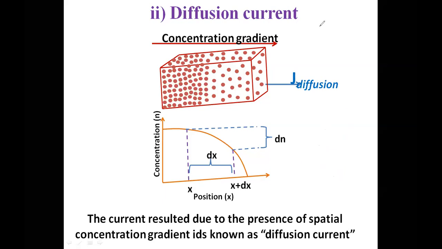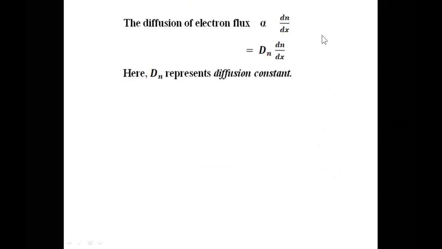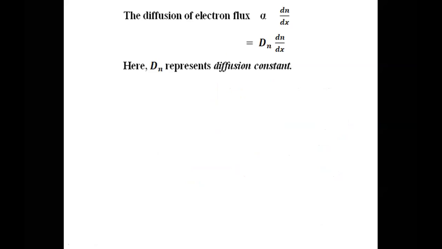Now let us go for the mathematical formulation of this diffusion current. As I told you, there are two types of charge carriers in a semiconductor, electrons and holes. We need to write down first the diffusion current due to electrons, then the diffusion current due to holes, then we have to add these two. Then only we will get the diffusion current within the semiconductor due to electrons and holes.